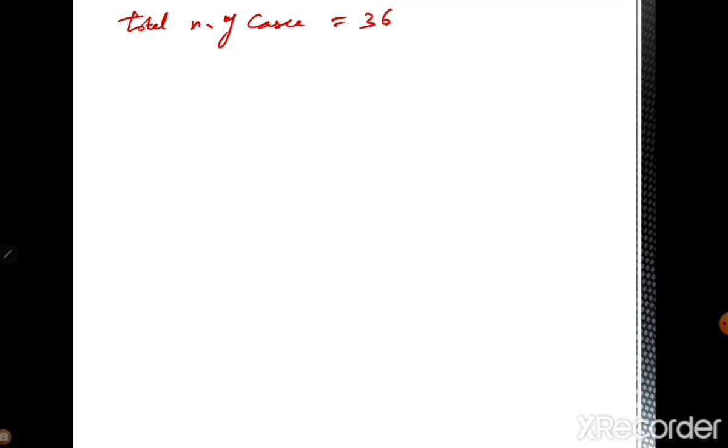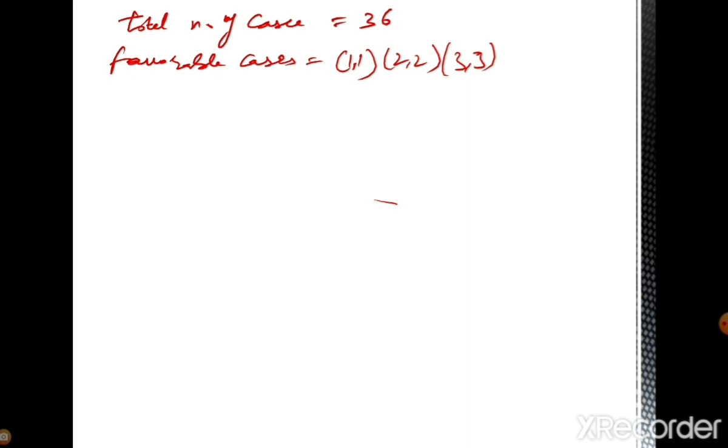Now favorable cases is what? Doublet. Getting the doublet in a throw of a pair of dice. So doublet is what? 1 1, 2 2, 3 3. Same face. If I am getting 1 on one die, I should get 1 on the other die. If I am getting 2 on one, then 2 should be on the other. Like that, there will be 4 4, 5 5, and 6 6. How many will be there? 1 2 3 4 5 6. So the total number of favorable cases will be 6.